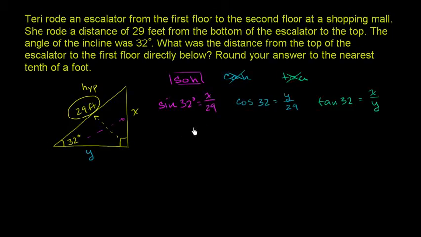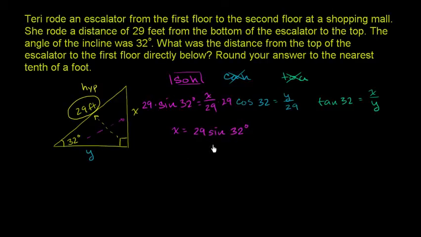Now let's try to solve for x. Well, the easiest way to do this is multiply both sides by 29. And actually, let me give you a few seconds to try to solve for x yourself. So let's multiply both sides by 29 to solve for it. Whatever we have to do with one side, we have to do the other. And so we are left with x is equal to 29 times the sine of 32 degrees.